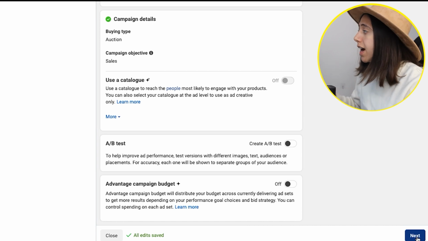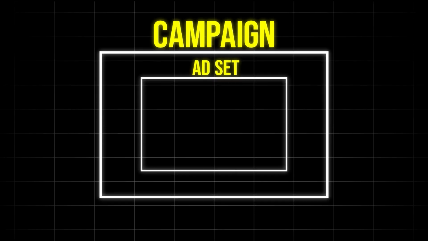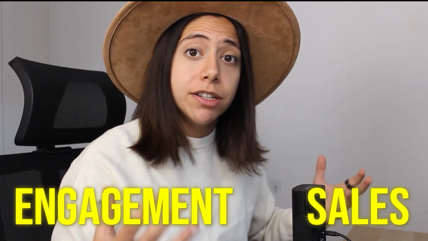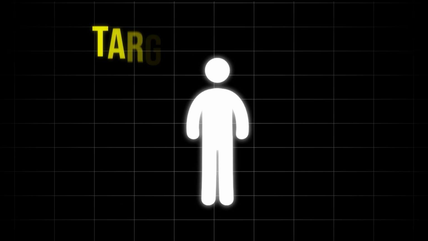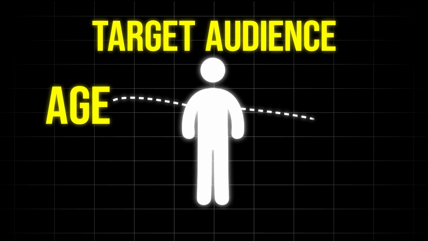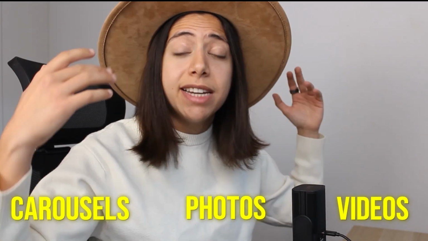And now we are at the ad set level. It's very important that we understand these terms on Facebook. Campaign is basically the big box. It has the ad sets and the ads in it. And what the campaign does is tell Facebook what your objective is. Is it sales? Is it engagement? And so on. Then we have ad sets. Ad sets is usually where we tell Facebook what to target. So what is your target audience? What's their age, the location, what are they interested in, and so on. And then ads is obviously your videos, your photos, your carousels, and all of that.